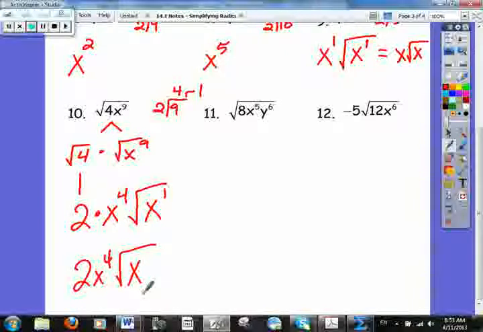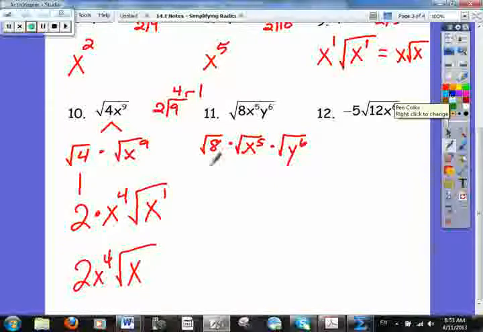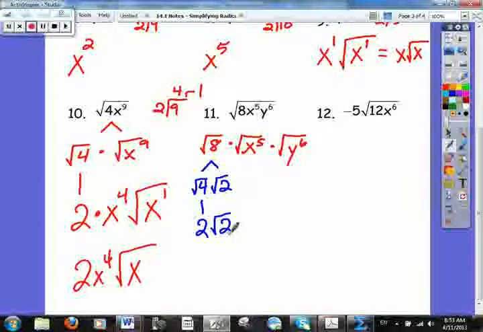Number 11. This time I must split it into 3: the square root of 8 times the square root of x to the 5th times the square root of y to the 6th. So these are 3 different problems. Let's talk about the square root of 8 first. Square root of 8 is the square root of 4 times the square root of 2. The square root of 4 is 2. Now, can I do anything with the square root of 2? No. So the square root of 8 simplifies to 2 square root of 2.